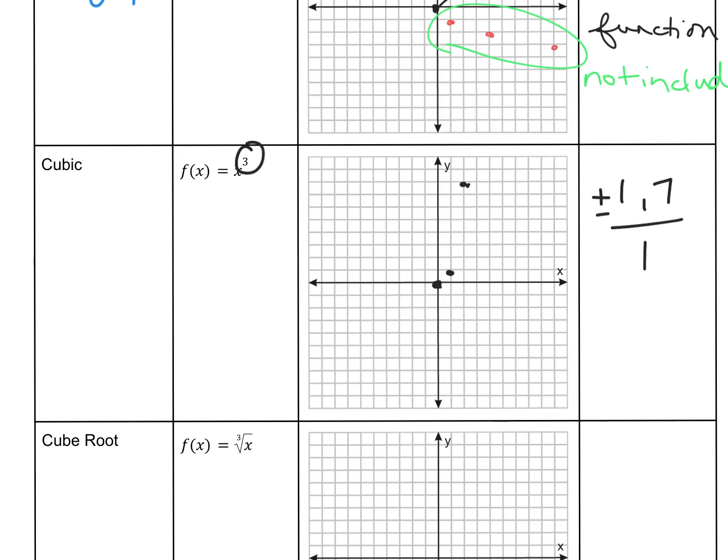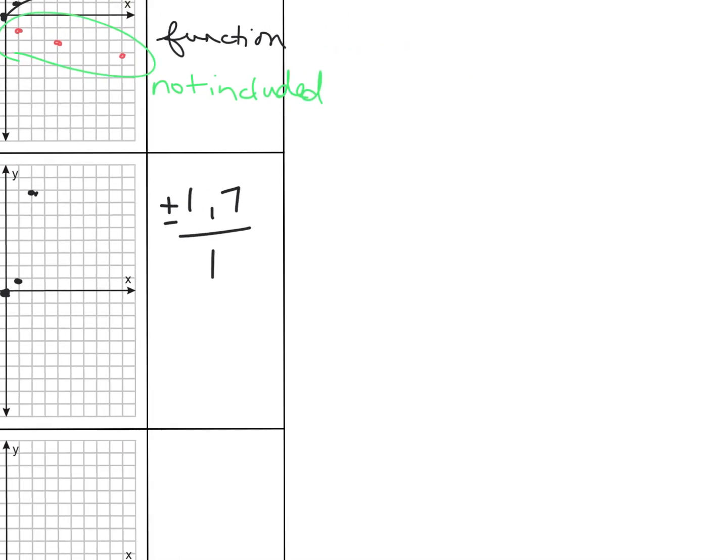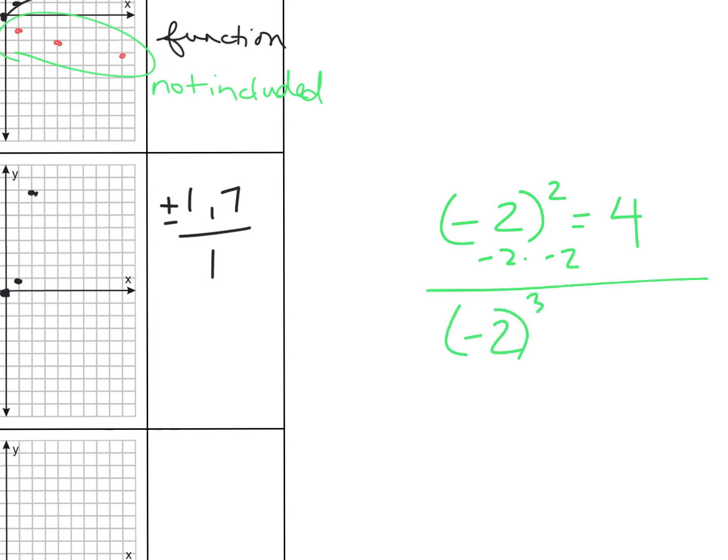Cubics do not mirror on the other side. The reason is that if I do negative 2 squared, for instance, that is positive 4, because it's negative 2 times negative 2. But if I do negative 2 to the third, that actually ends up being negative 8. So my function can dip into the negative values. They don't have to stay positive like they did for the quadratic function.